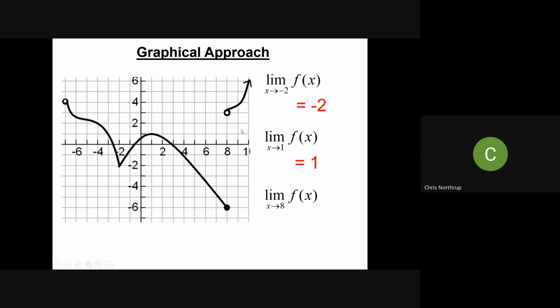The reason why this limit is a 1, as I come from the left on the x and from the right on the x, the y values are both approaching 1.